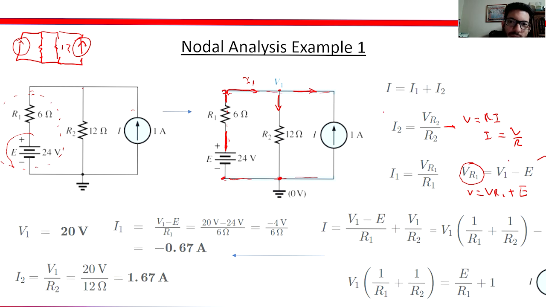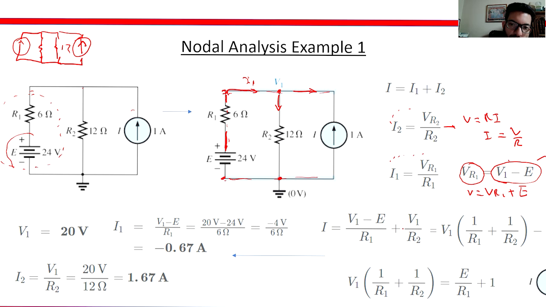So if you put everything together, you'll have that the current from the source, which is 1 amp, they already give you, is I1 plus I2. I1 is this expression, and I2 is this expression. So put it together, you have the voltage drop through resistor 1, which is the same as this, divided by R1, plus voltage drop through resistor 2, which is V1 minus 0 if you want, V1 minus ground, which is 0, divided by R2.